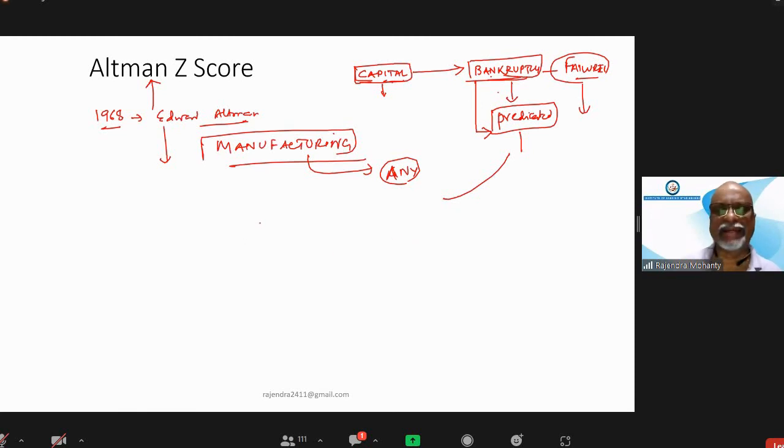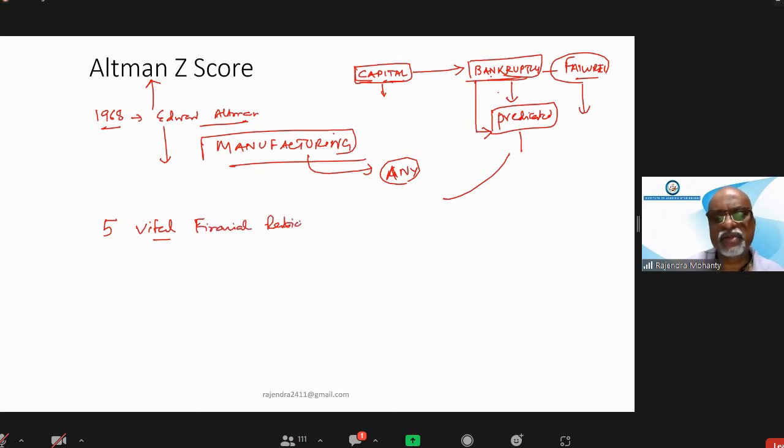So to eliminate the confusion in predicting such kinds of mishappenings in future, which is called failure or bankruptcy, Altman modeled this Altman Z-score by combining 5 very important or vital financial ratios.